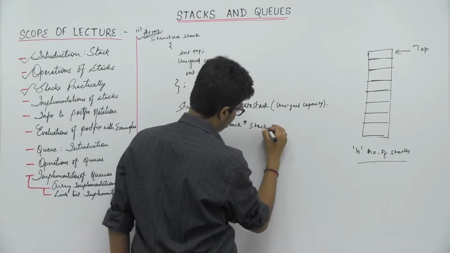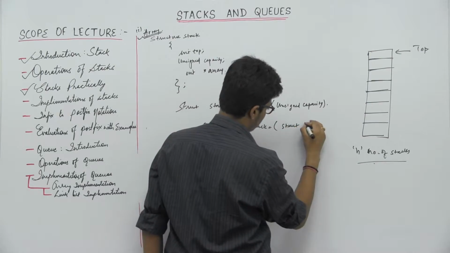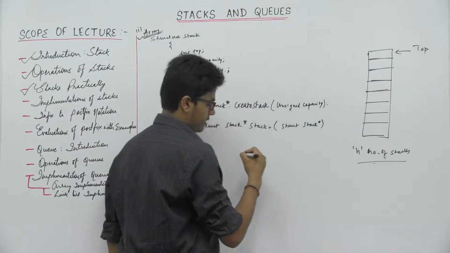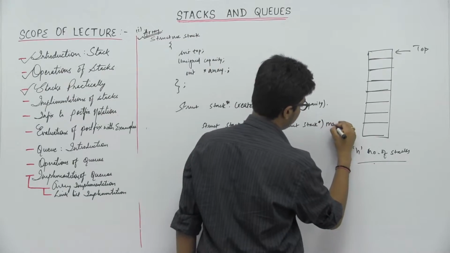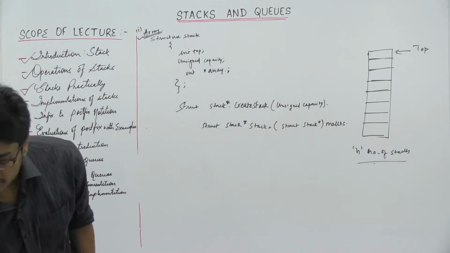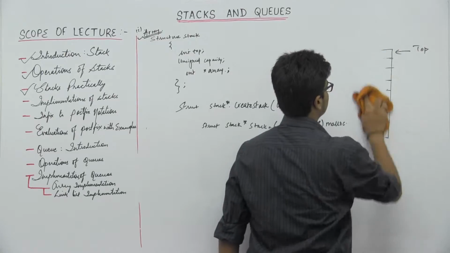Stack is equal to struct stack. Here we define what is the size of it. So malloc is used for the size of this stack.